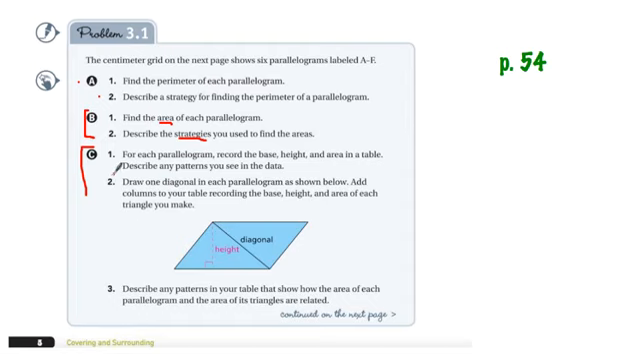Then on part C2 here, it says draw one diagonal in each parallelogram as shown below. Add columns to your table recording the base, height, and area of each triangle you make. So here is your parallelogram, and here is your diagonal that was drawn. So you are going to be drawing a diagonal on each of your parallelograms. You are then going to record the base, the height, and the area of each triangle that you make. So your base and your height, and then give me the total area of that triangle.